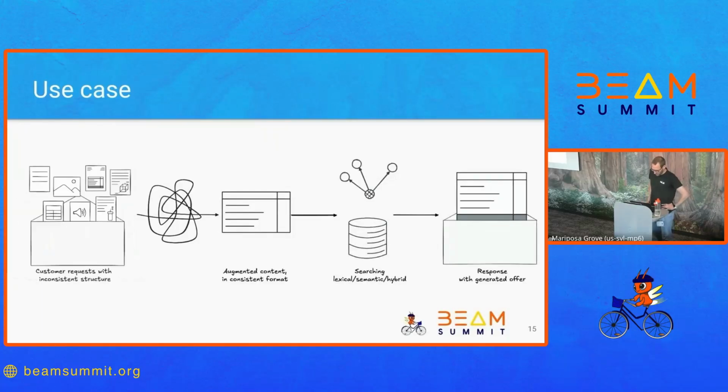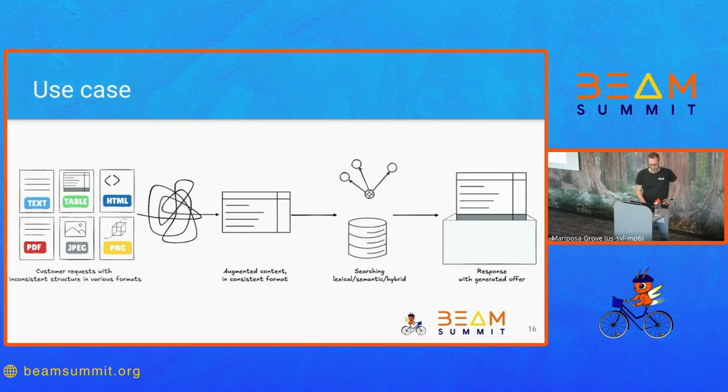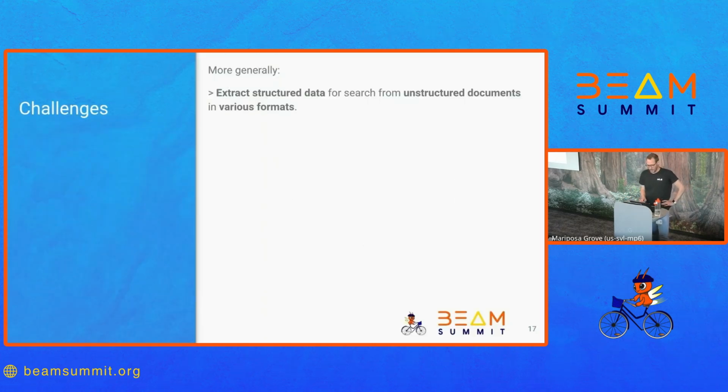Now, if we look at this, we have customer requests, but it's really an inconsistent structure that they send us, right? And we have seen here that it's even worse because it's not only inconsistent structure, but also various formats. So talking about text, tables, HTML, PDFs, maybe images, and so forth. Now, taking a step back, what we basically want is to extract structured data for some search operation on our database from unstructured documents in various formats.